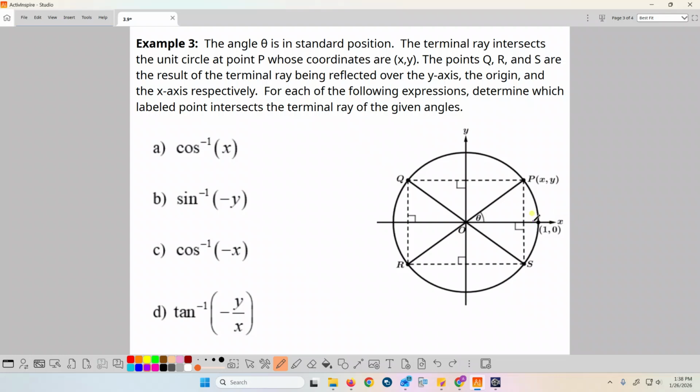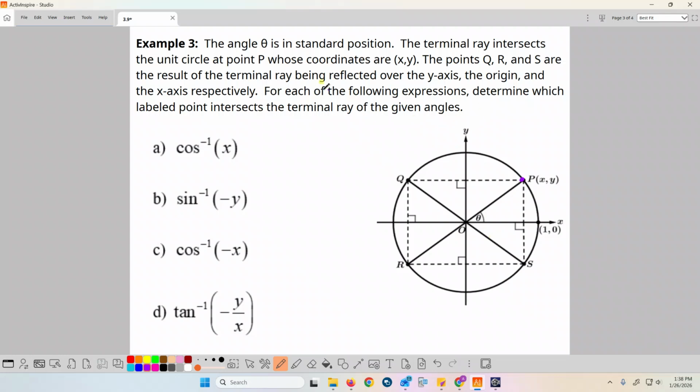The terminal ray intersects the unit circle at point P. Here that is, point P right there, with coordinates x, y. Now the points Q, R, and S are the results of the terminal ray being reflected over the y-axis, over the origin, and of course over the x-axis. So for each of the following expressions, determine which labeled point intersects the terminal ray of the given angles.